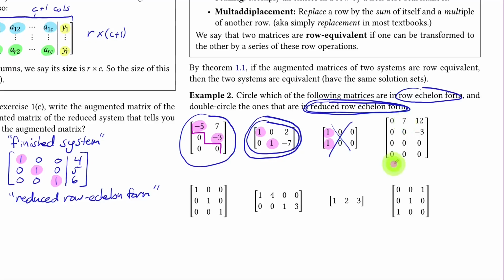So yeah, the fourth one, let's look at this. We have leading entries here and here. And yeah, the -3 is to the right of the 7, so that's good. You can draw the staircase.